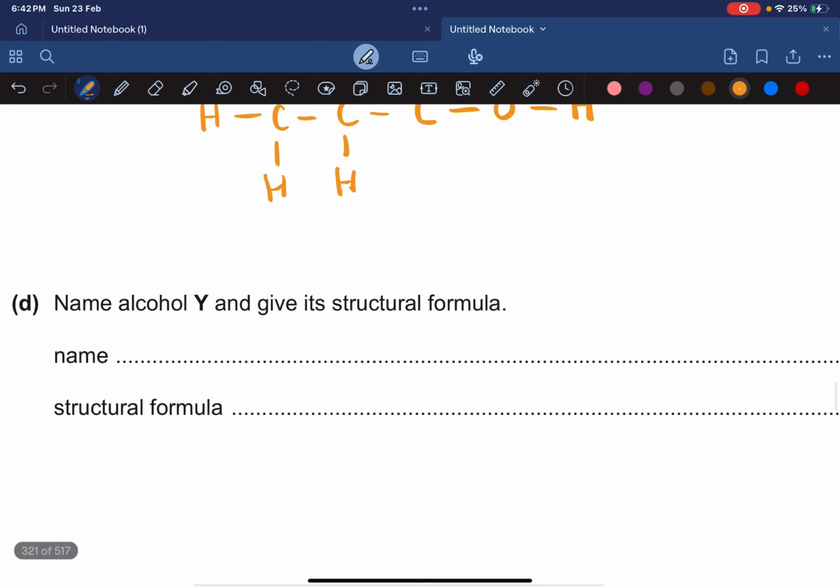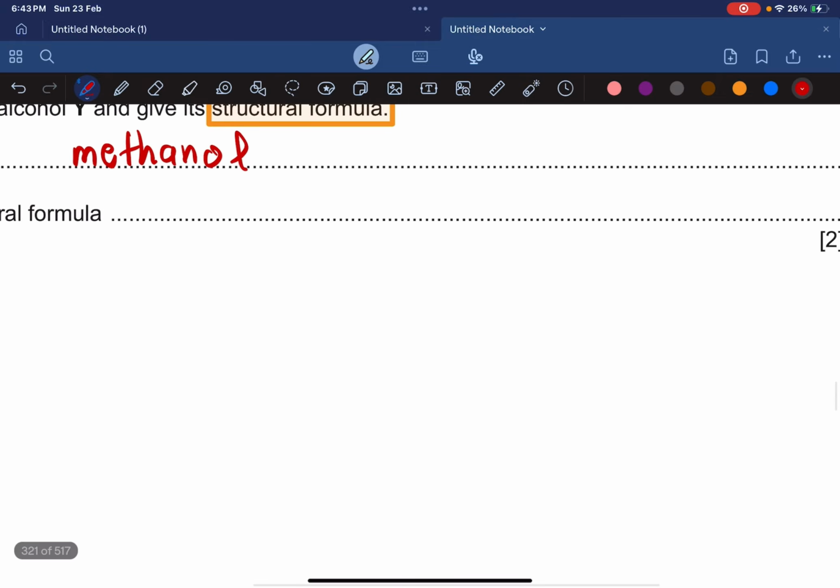Name the alcohol Y and give its structural formula. Now they've not asked for the displayed formula, they've asked for the structural formula. I know that it was methanol. I'm going to explain what a structural formula is. First, you draw the displayed formula of methanol, and once you're proficient with it, you'll know the structural formula easily. So what is methanol? Methanol is one carbon with an OH group, and there is H, H, and H.